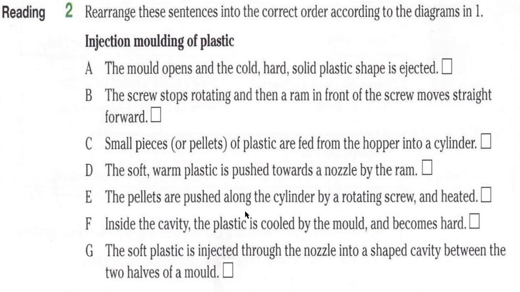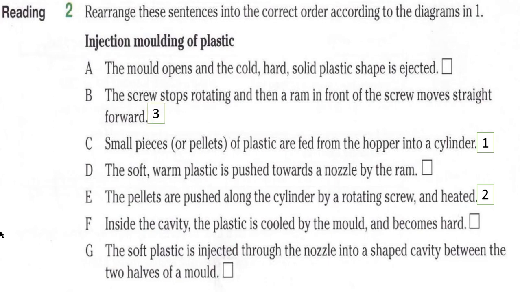Welcome back, my dear students. Now let's check your answers. Injection molding of plastic. What is the first step? Yes. Small pieces or pellets of plastic are fed from the hopper into a cylinder. Step number 2. It's E. The pellets are pushed along the cylinder by a rotating screw and heated.